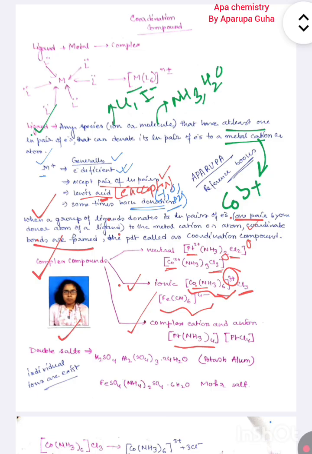A double salt is always fully dissociated, and every individual cation and anion shows its respective characteristics and positive test. But in a coordination compound, the entity that is produced is the combination of metal and ligand within a third bracket, and this third bracket entity is never dissociated. Co(NH3)6 3+ is never dissociated.